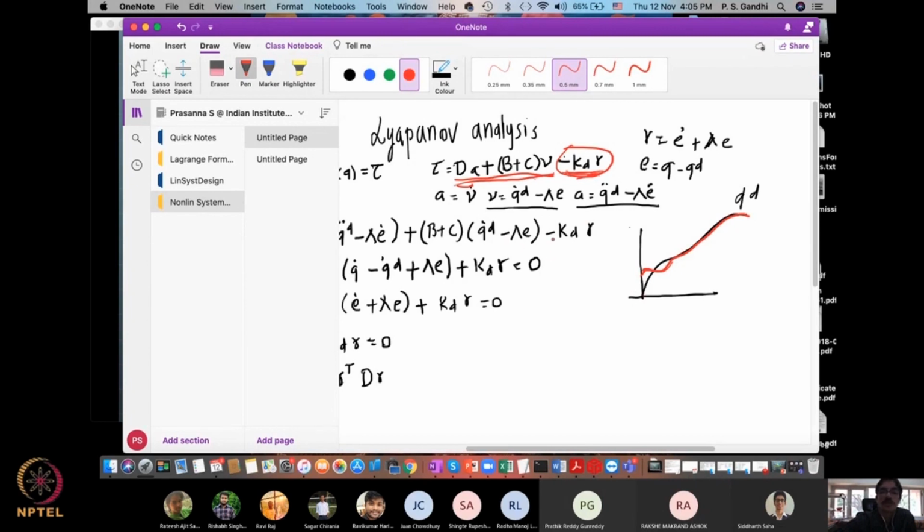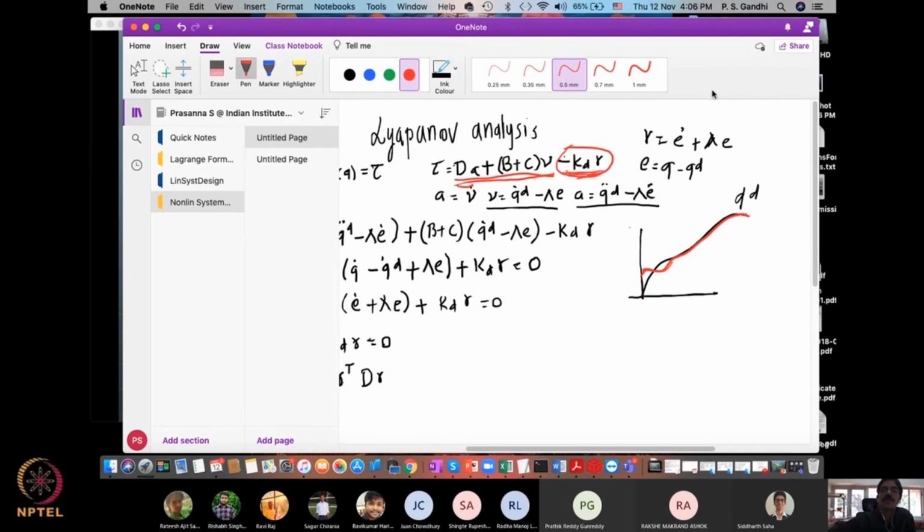Now this controller, if you see its applicability, it is applicable for all kinds of mechanical rigid body systems. Also for some kinds of flexible body systems, it is applicable under certain conditions. So this gives you a very powerful tool for control implementation for any future mechatronic systems. Okay, so that's where we'll stop here.